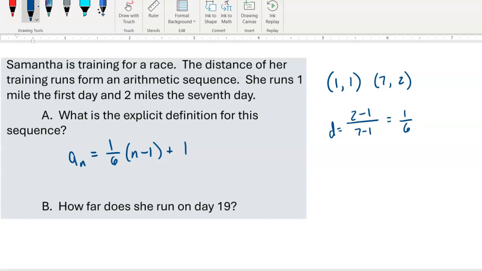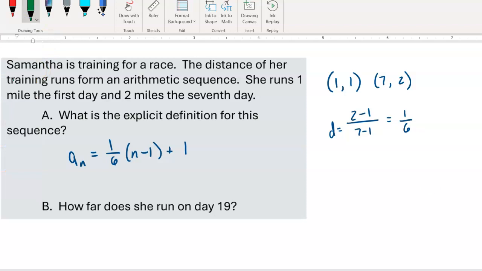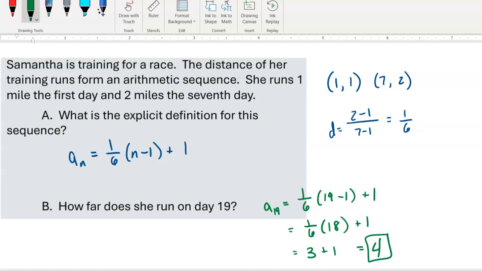So when it says, how far did she run on day 19? Now what we're going to do is put 19 in for n. So on the 19th day, I'll take 19 minus 1 times 1/6, plus 1, or 1/6 of 18 plus 1. 1/6 of 18 is 3, because 18 divided by 6 is 3. So we'd have 3 plus 1, which would equal 4. So how far did she run on day 19? It would be 4 miles.